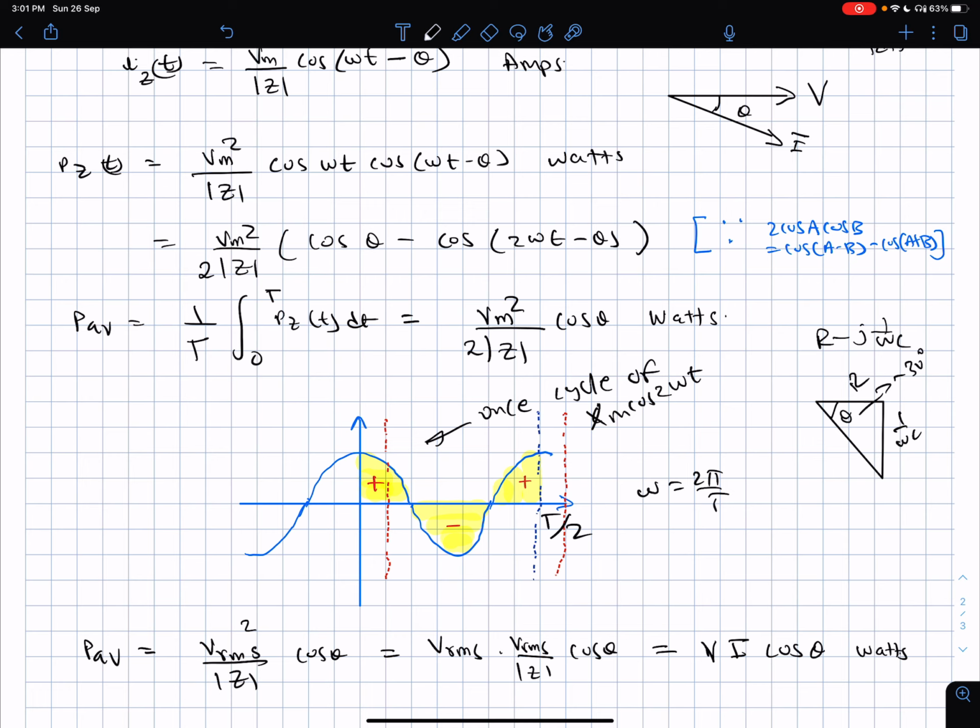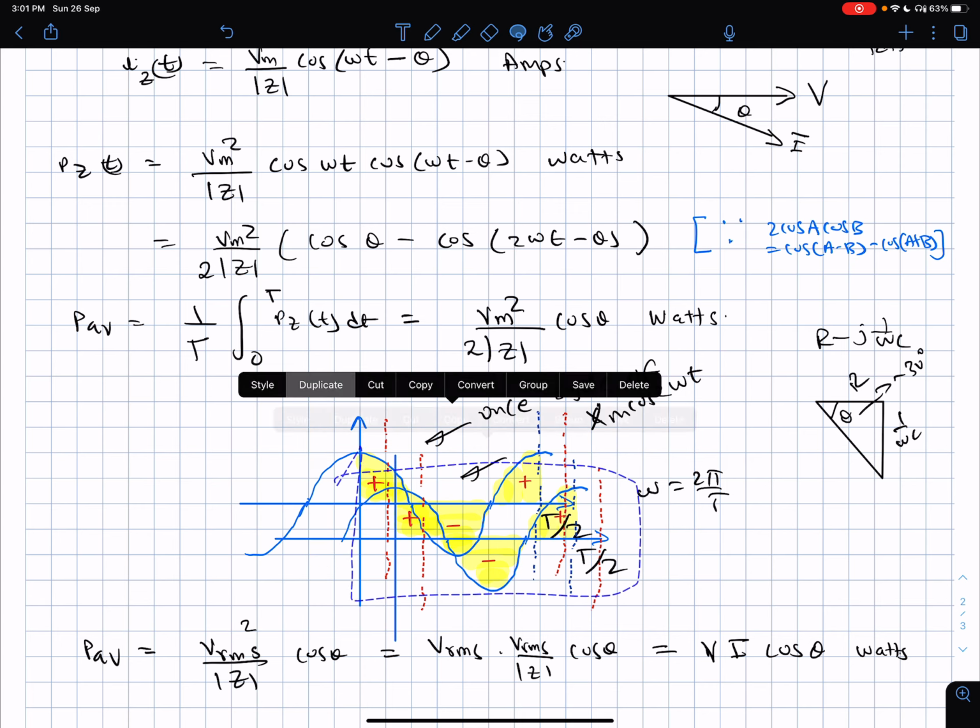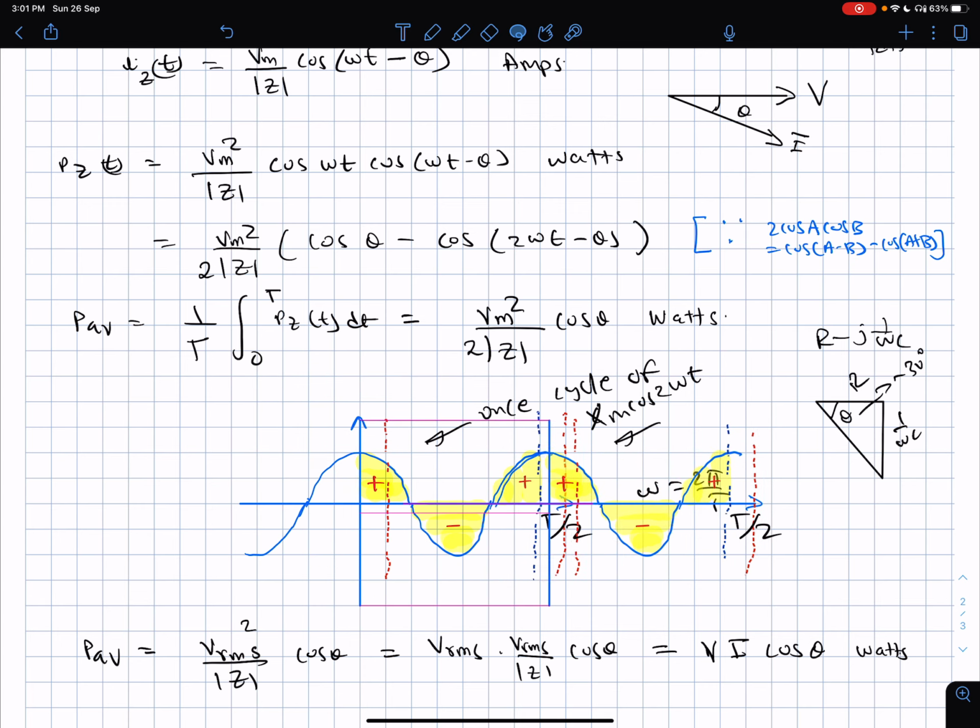Now if you look at the averaging, we have to take two such, we have to just copy this whole thing again and just place it here, and then look at the net area which is accumulated and then divide it by T. What is the interval T? This is the interval T. So divide it by this interval T. So what's going to happen?